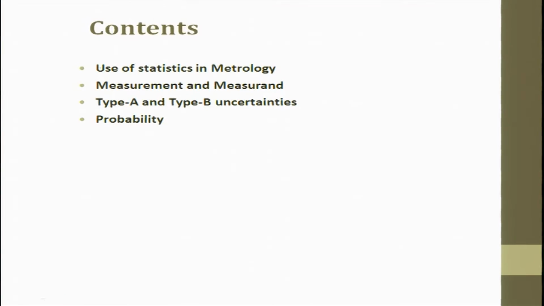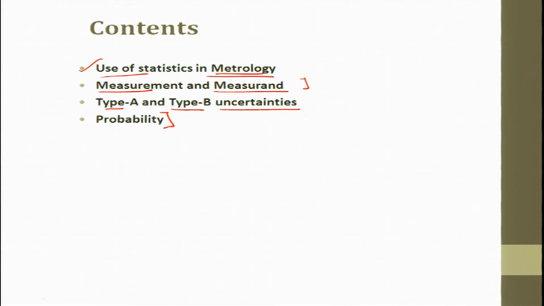So that is why statistics comes into play. I will go through these contents in the lecture: the role of statistics, the use of statistics in metrology, and certain definitions like measurement and measurand. I will also discuss precision and accuracy from the statistical viewpoint, then type A and type B uncertainties. Uncertainty is equivalent to the error that we discussed before.